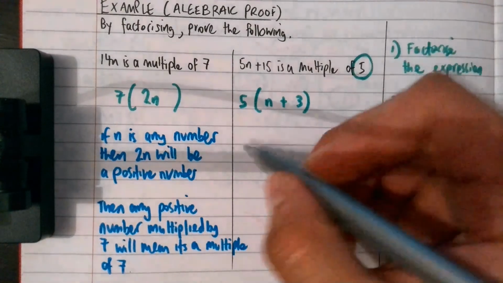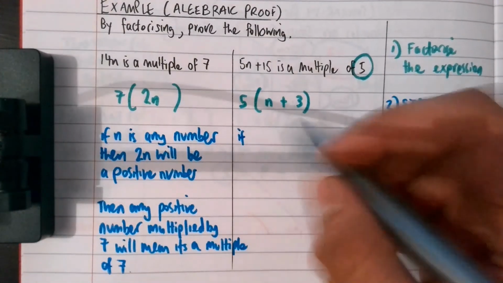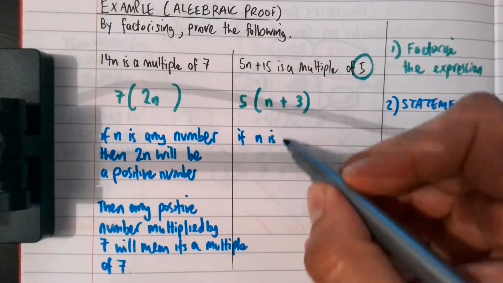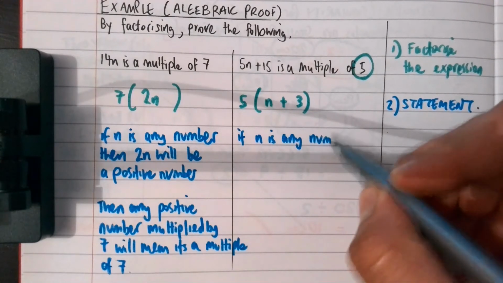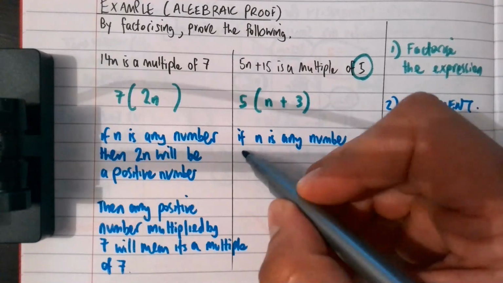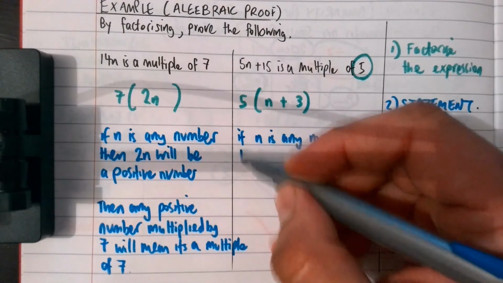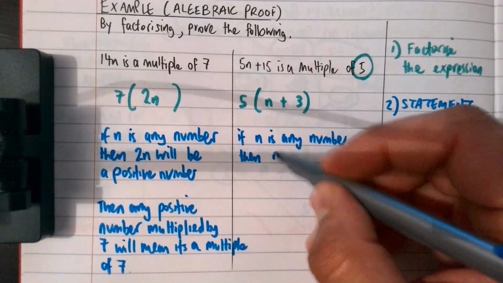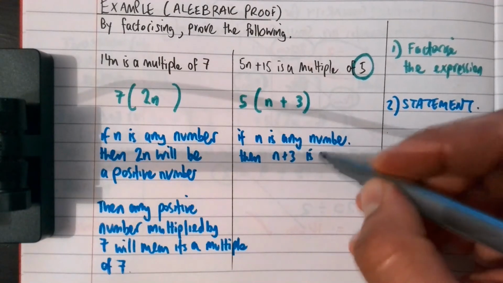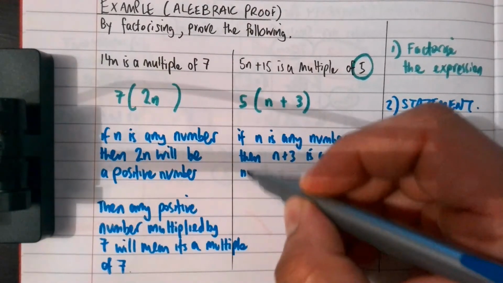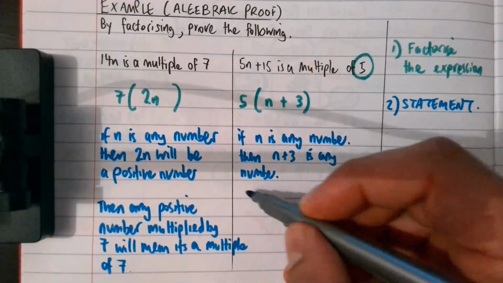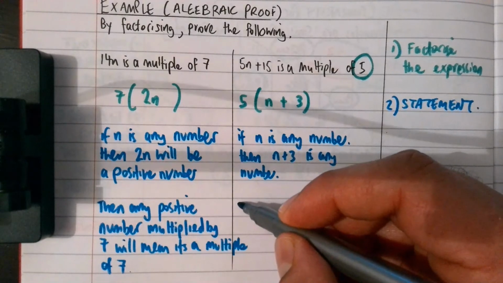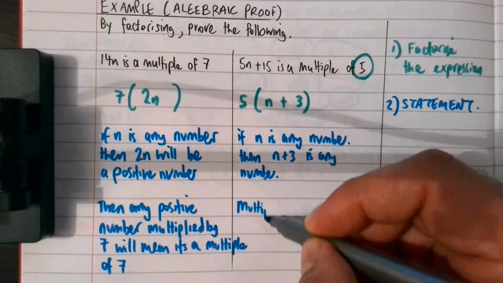Okay, n can be odd or even, therefore n plus 3 is going to be odd or even. Right? So multiplying any number by 5, odd or even, will mean that it is a multiple of 5. So if n equals 1, then 1 plus 3 is 4, then 5 times 4 is 20. If n equals 2, then 2 plus 3 is 5, then 5 times 5 is 25. It will always be a multiple of 5, right?